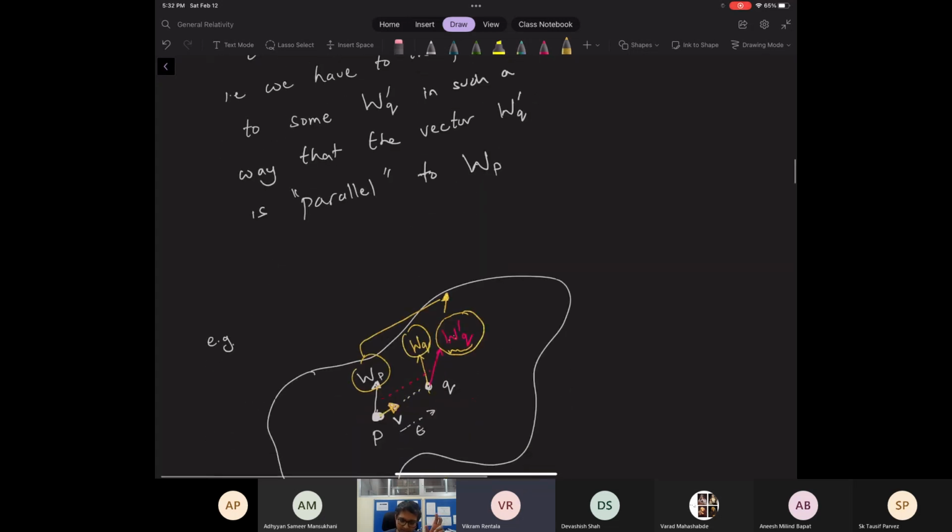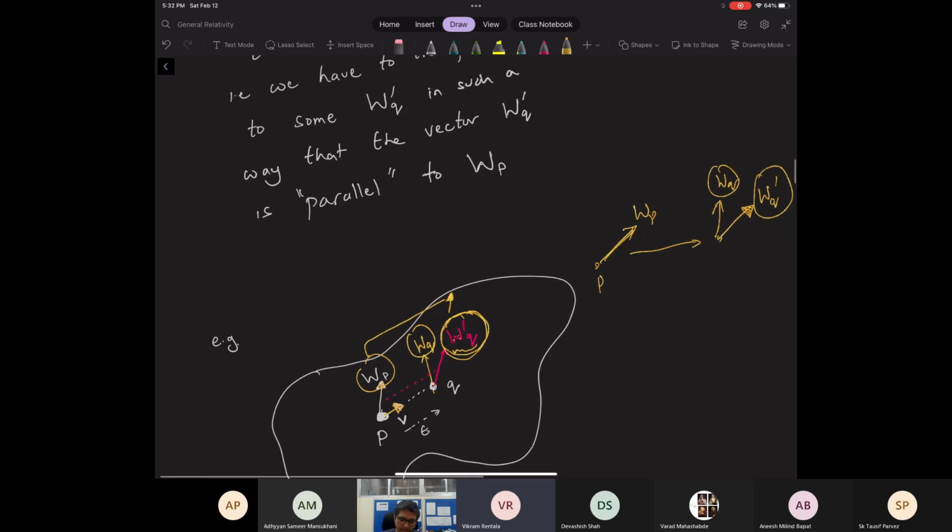So in some sense there is a correspondence between this WQ prime and this WP, and our intuitive notion is, if I have a vector field like this, to move this vector from here to here, we will parallelly transport it. So you think about this vector WP, which is here, and this vector is WQ. I will parallelly transport this vector. So I'll try to keep it parallel to itself, and move here. And I'll call this WQ prime. So this is the parallelly transported WP. And now I can take the difference between these two vectors.